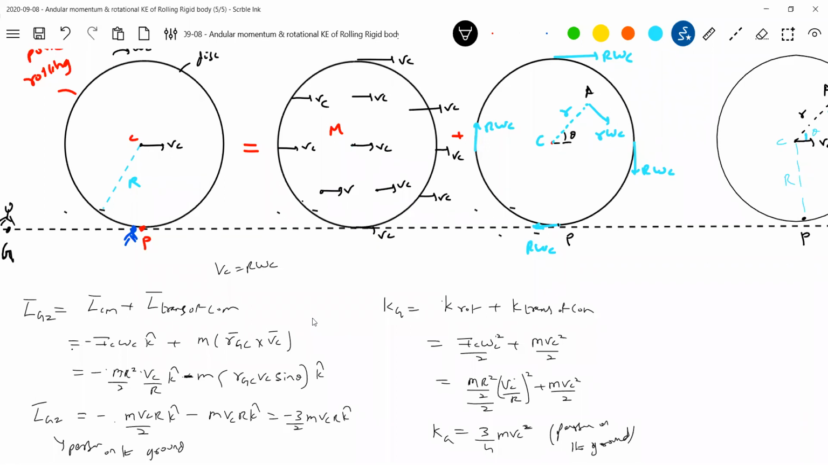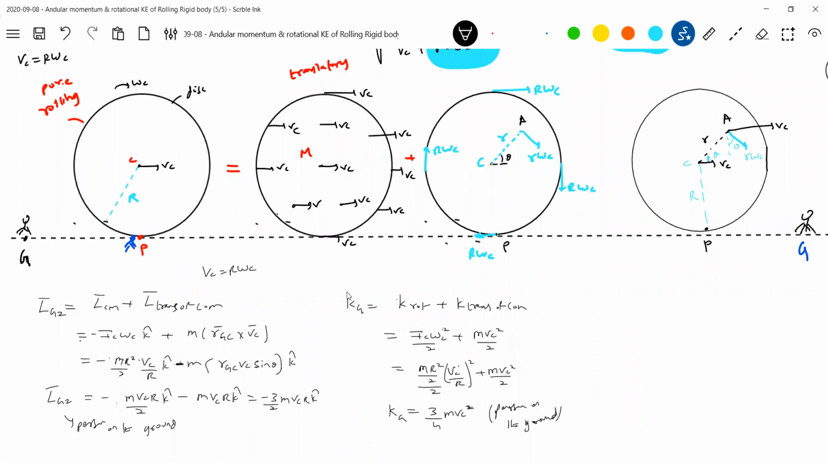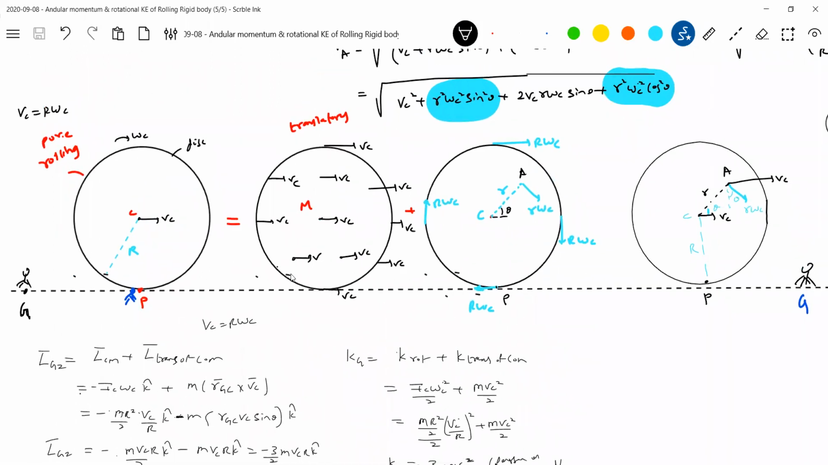Okay, let's ask person P who is there at the point of contact. What is P? P is not a point on the ground. It is the point of contact, the lowest point of the rigid body, which has zero velocity. Let's ask person P. And what will person G comment? What will be the comment from him? All points are rotating about the center of mass and the center of mass is moving horizontally. That's what person G will comment.